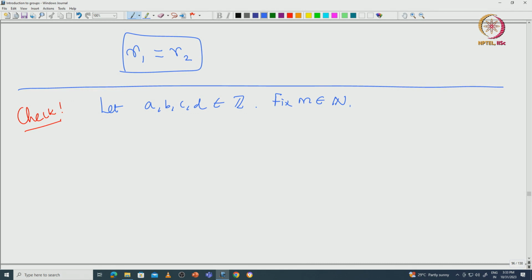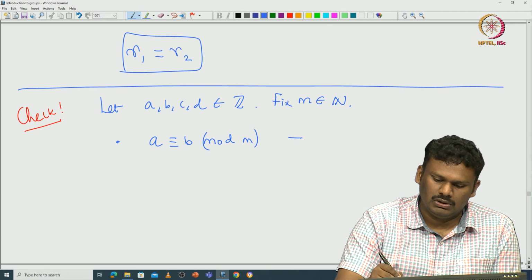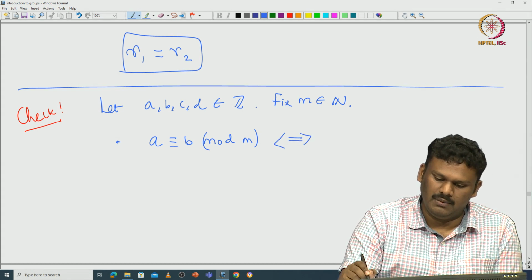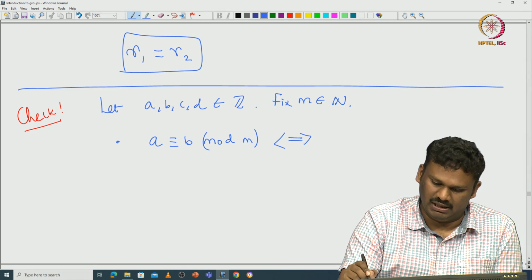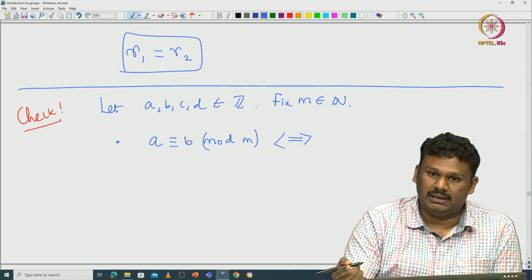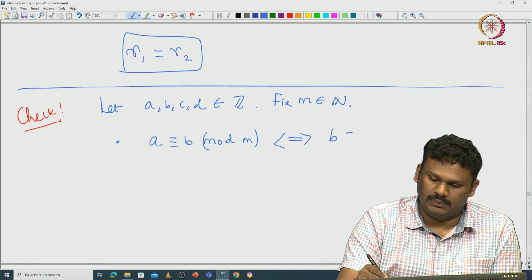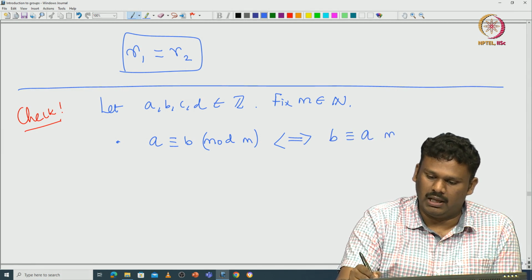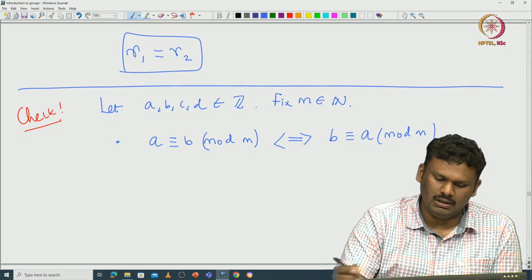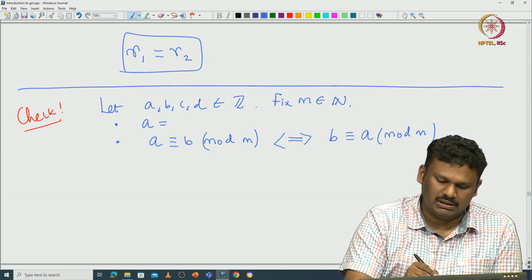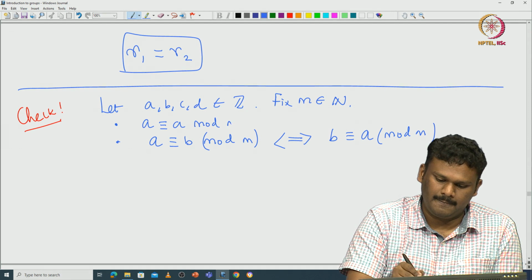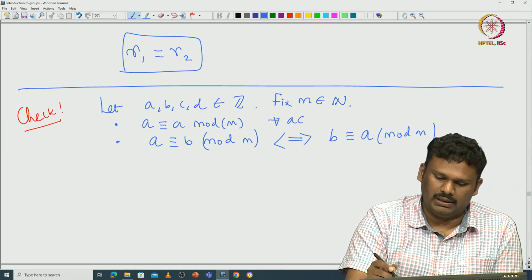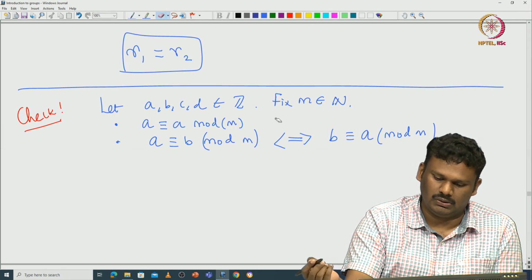So now what happens? If a is congruent to b modulo m, again all these properties can be proved using the divisibility properties. Now a is congruent to b modulo m, that means m divides a minus b. Then that would immediately imply that m divides b minus a. So in particular b is congruent to a modulo m. But before that, it is easy to see a is congruent to a modulo m. This is true for all a.